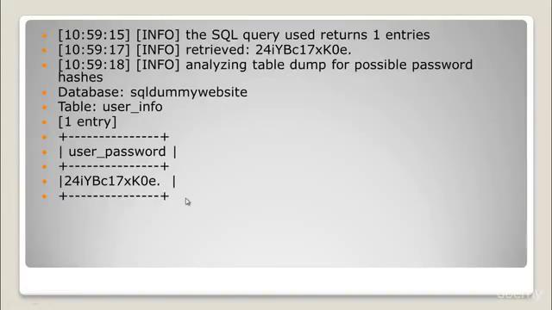The hashed password over here is 24IYBC17X KOE or 0, whatever it is. So how do you know what type of hash that is? That's the first thing. The first thing that we need to do in cracking the password is to identify the hash type.